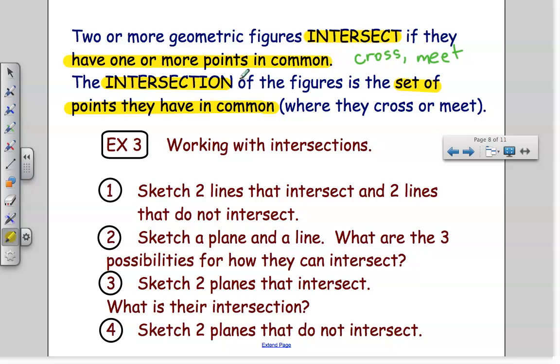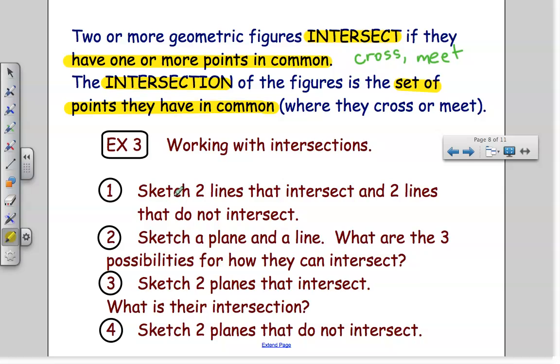Now the cool thing is that an intersection could be a point. It could be a line. It could be a plane. The intersection is what they have in common. And I'm actually going to have you do these examples, and we'll talk about them tomorrow in class. But I want you to practice working with intersections.